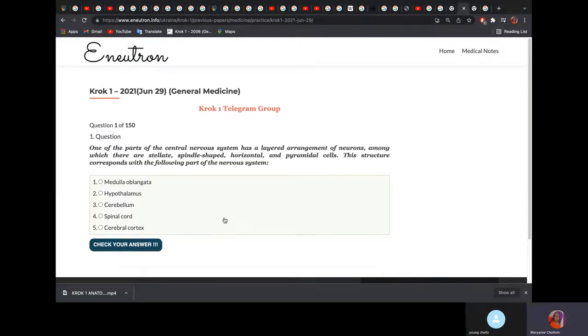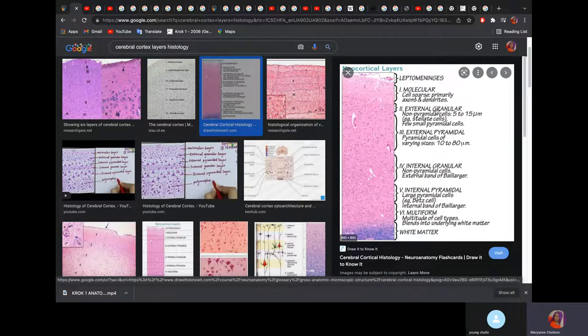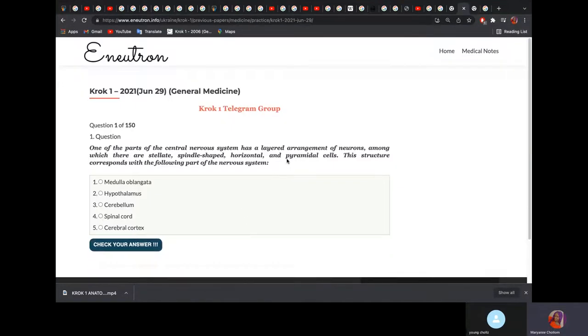One of the parts of the central nervous system has a layered arrangement of neurons, among which there are stellate, spindle-shaped, horizontal, and pyramidal cells. This structure corresponds to the following part of the central nervous system. From the last lecture, we know that the cerebellum has three layers: molecular, Purkinje, and granular, while the cerebrum has six layers: the molecular, external granular, external pyramidal, and notice that the external pyramidal has pyramidal cells and the internal pyramidal has large pyramidal cells called Betz cells, so very important. Then the last is the multiform layer. So what do you think the answer will be, due to these pyramidal cells? Of course, it will be the cerebral cortex.